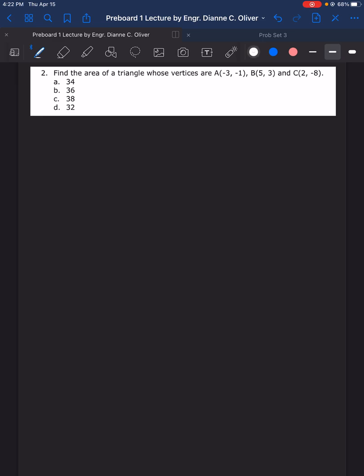Now to find the area of the triangle with given coordinates of the vertices, we have the formula A is equal to 1/2 of, so we will write here, for vertex A, the x over the y, which is -1. Then point B, we have 5 over 3. Point C is 2 over -8, and then we repeat, or close the figure, with point A, so -3, -1. Because if you draw the triangle, you go to point A, point B, point C, then you go back to point A.